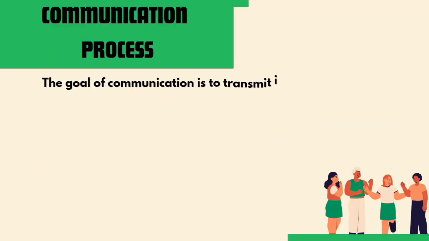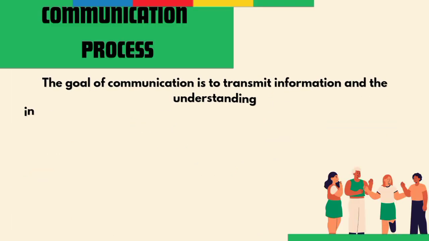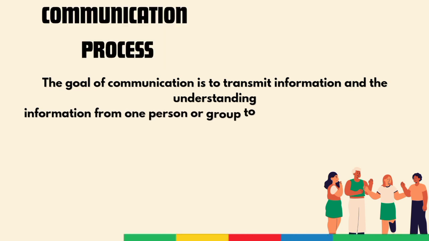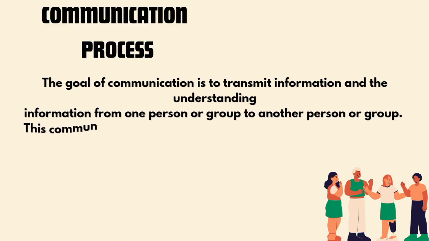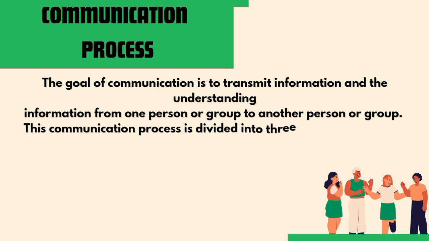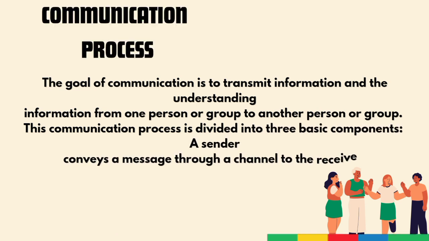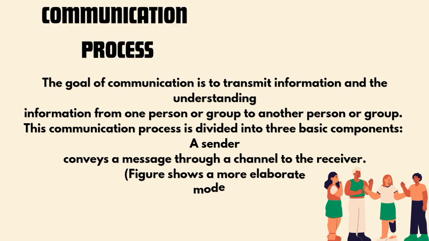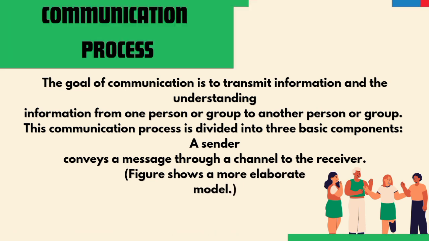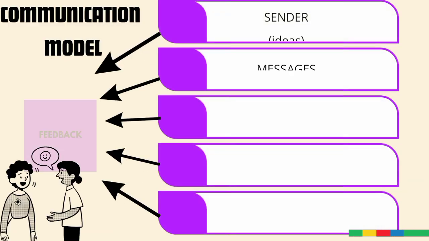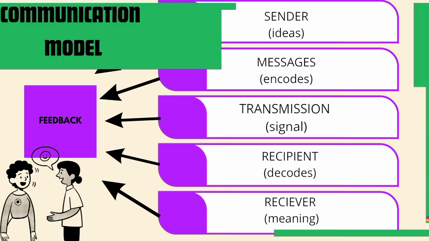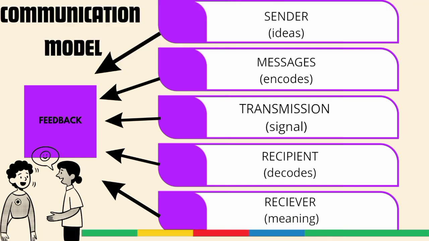Communication process. The goal of communication is to transmit information and the understanding of information from one person or group to another person or group. This communication process is divided into three basic components. A sender conveys a message through a channel to the receiver. Communication model: sender, messages, transmission, recipient, receiver.